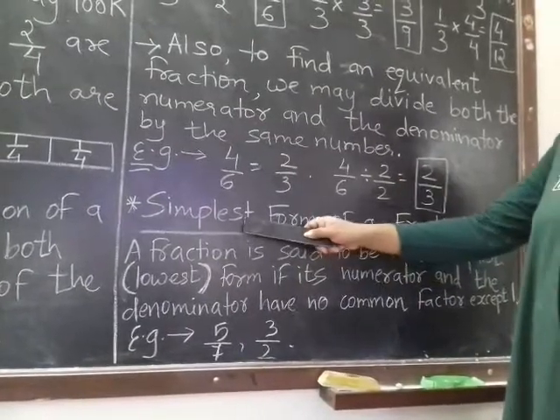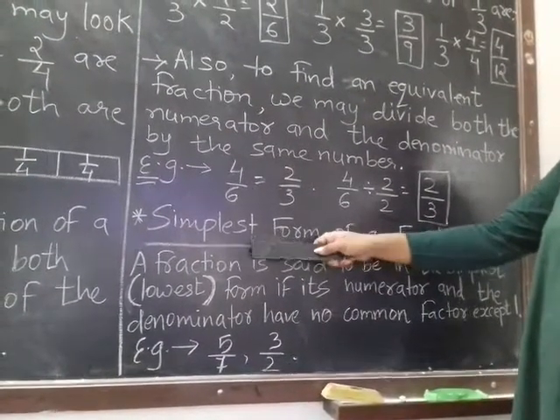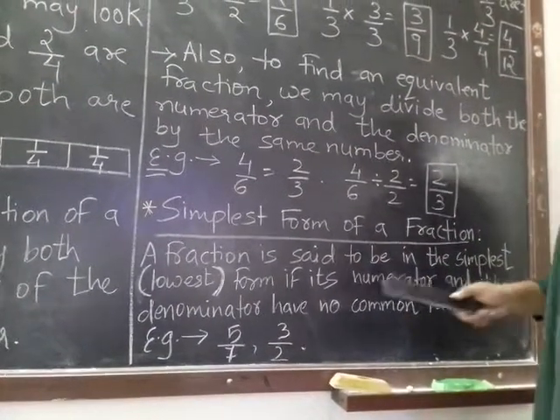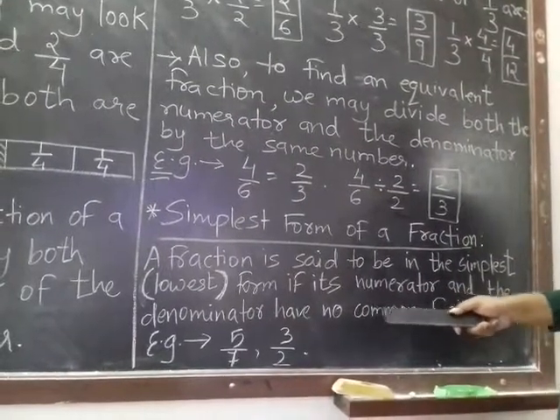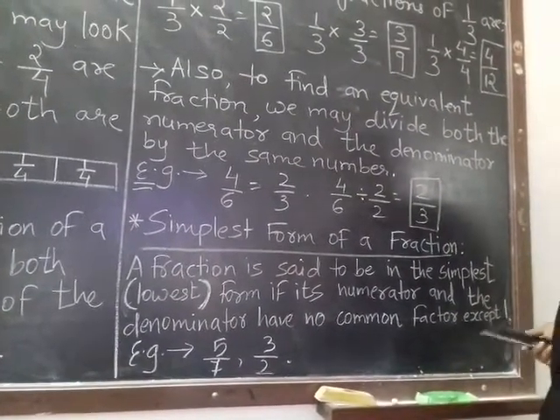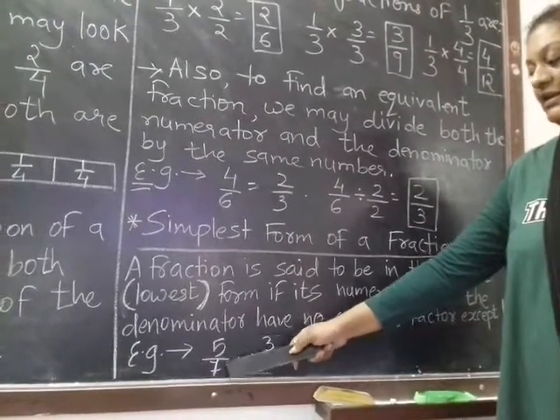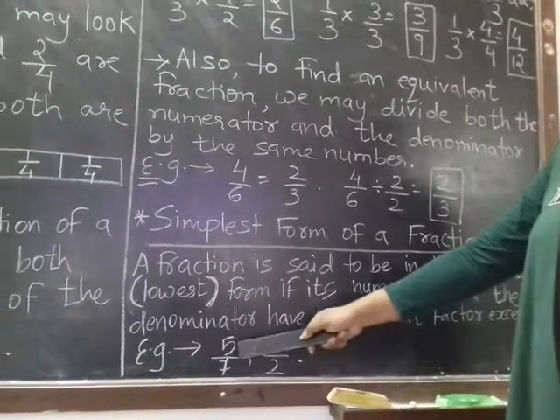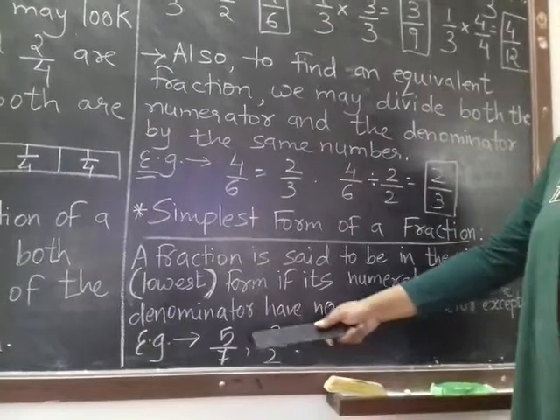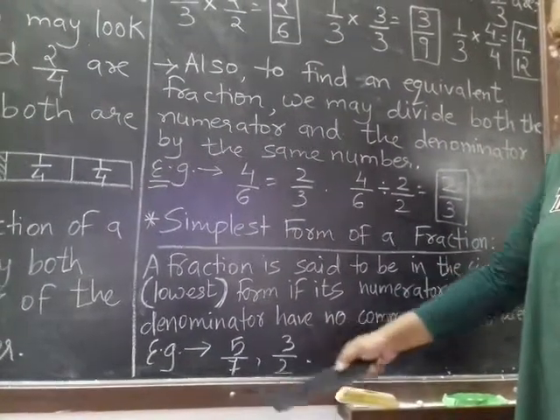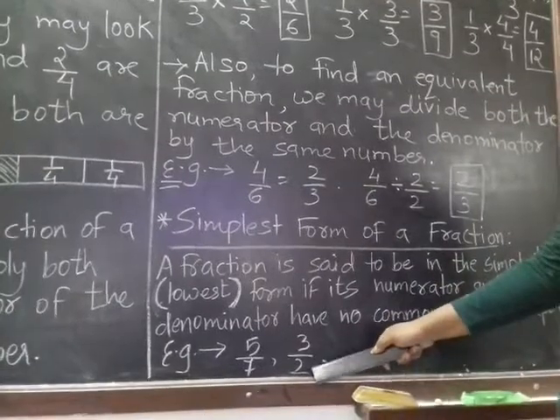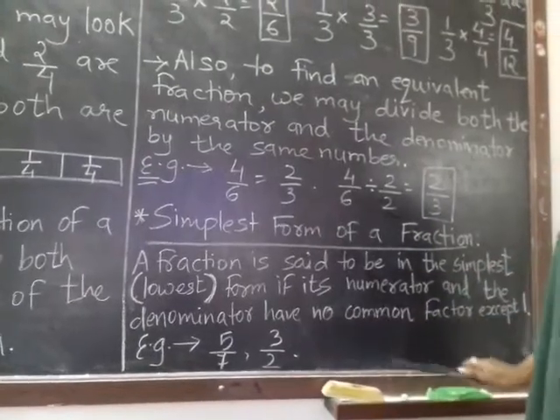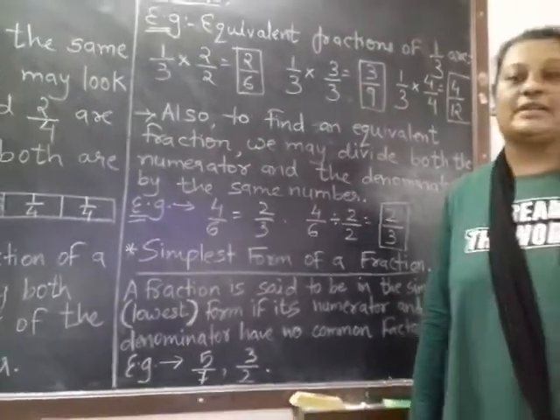Now coming to the topic before exercise 7.3, the simplest form of a fraction. A fraction is said to be in the simplest or lowest form if its numerator and denominator have no common factor except 1. You can check it out. The numerator and denominator do not have a single common factor. 5 and 7 are prime numbers, so I cannot use a table of 5 or 7 to go for the simplest form. 3 and 2 are in the simplest form, where I cannot go with any number other than 1. Hopefully this is clear to you. Moving on to exercise 7.3.